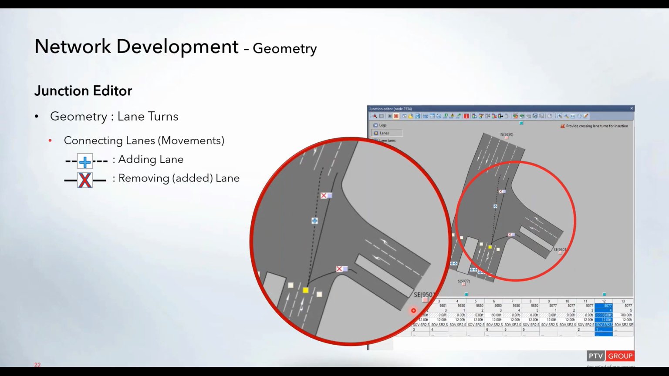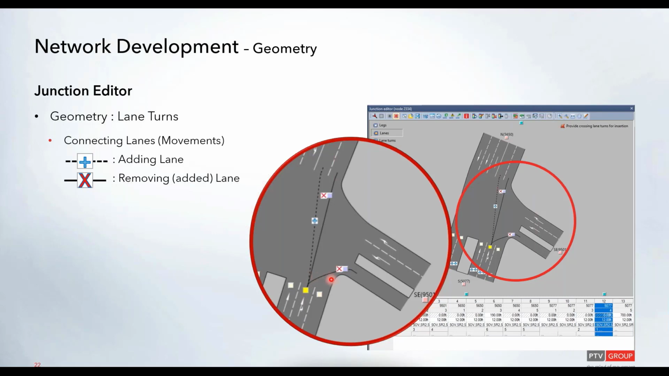So lane turns allows you to define what types of movements could be made from each lane. Similar to how it was before in the lane section, you're going to see a lot of those red X marks or blue plus buttons. For those connections where you see dotted lines with the blue plus icon, those are movements that you can add or further specify, while the solid line with the X mark here is a turning movement that is already defined, which you could remove as well.